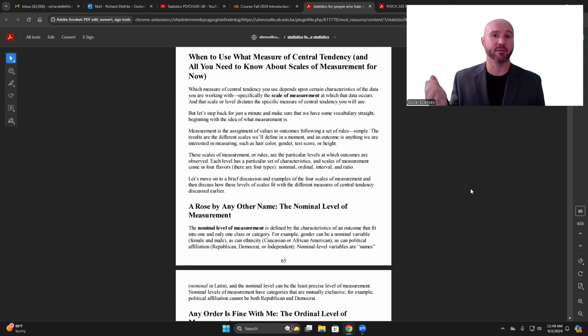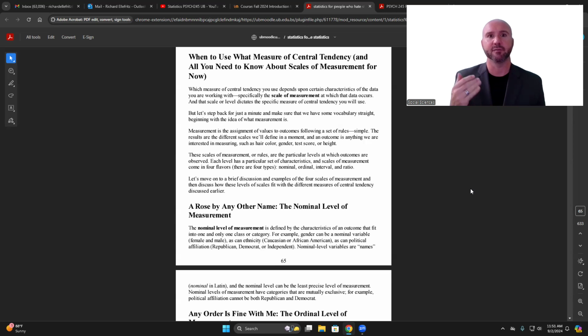Like page 65, where you're introduced to this idea of scales of measurement or levels of measurement. These are directly associated with measures of central tendency. The scale of measurement tells you which data you can and should use. So what that means is that if you have nominal level data, which is data that refers to names or categories, like a student ID number is a number, it's numerical data, but it doesn't represent any numerical value. It's just a number associated with a name.